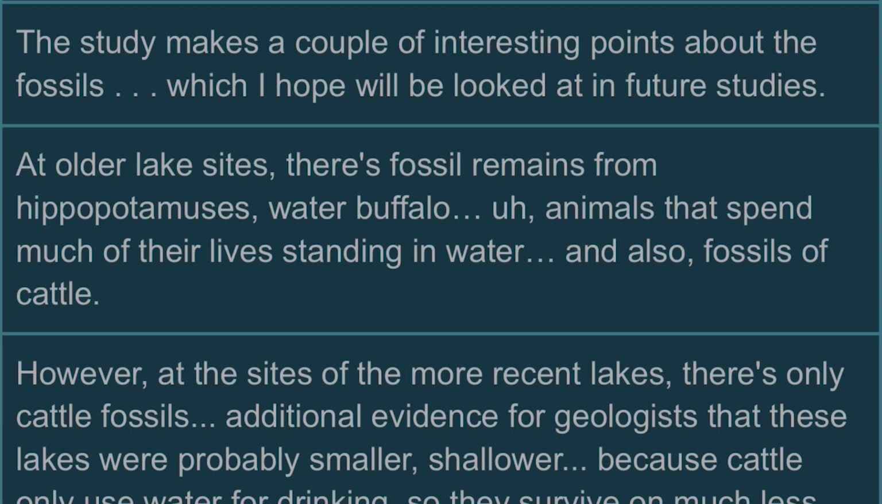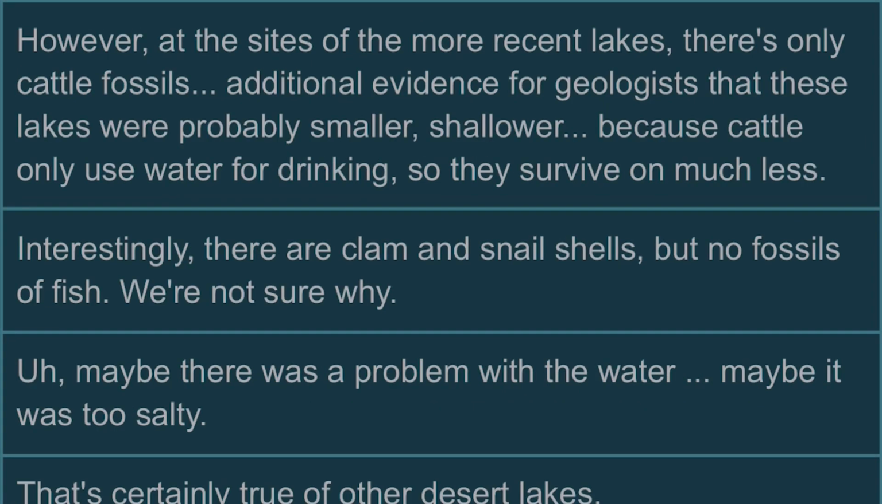At older lake sites, there are fossil remains from hippopotamuses, water buffalo, animals that spend much of their lives standing in water, and also fossils of cattle. However, at the sites of the more recent lakes, there's only cattle fossils. Additional evidence for geologists that these lakes were probably smaller, shallower, because cattle only use water for drinking, so they survive on much less.